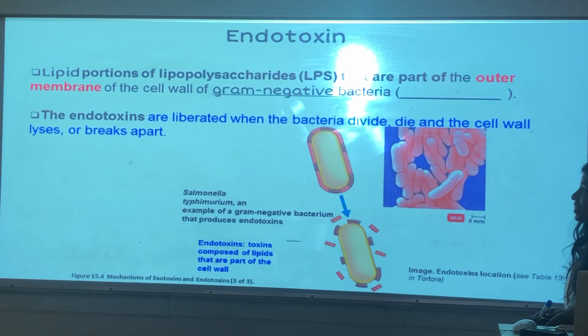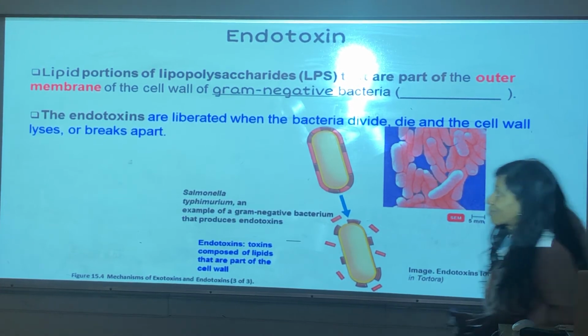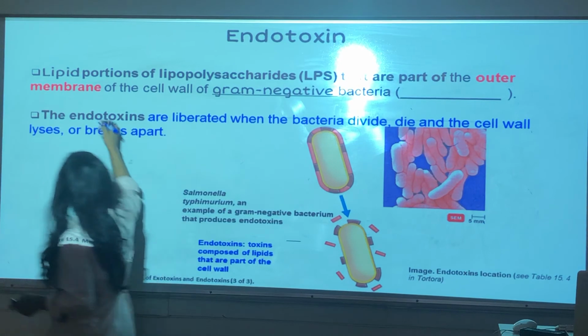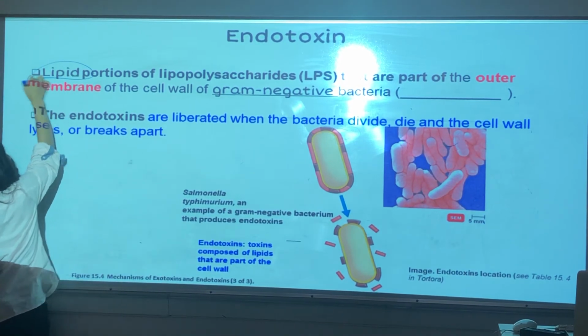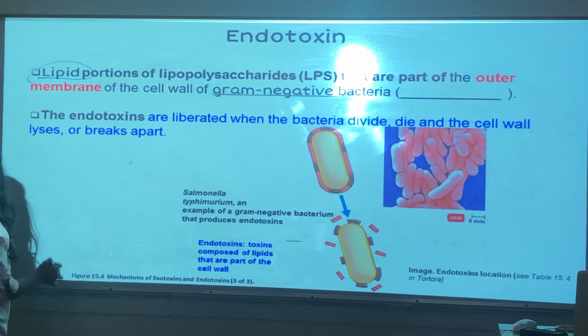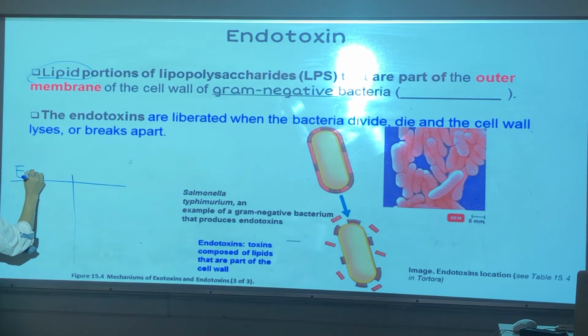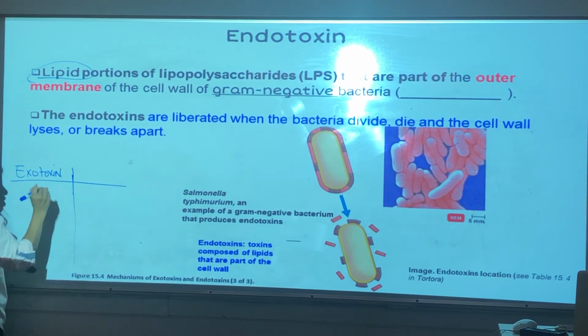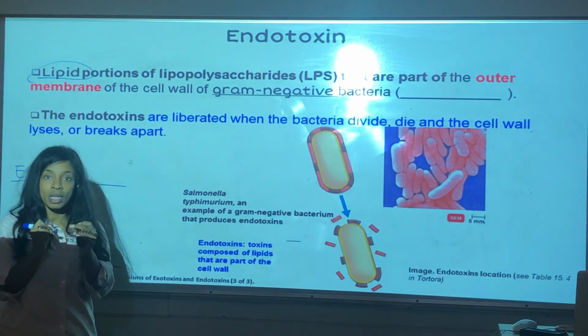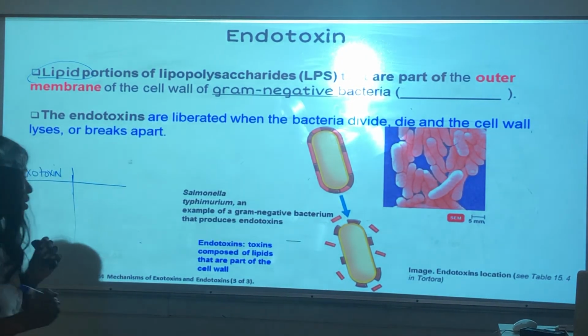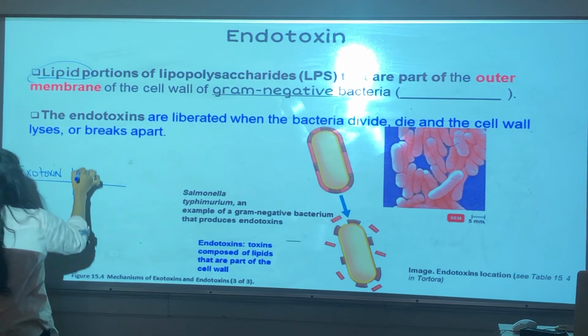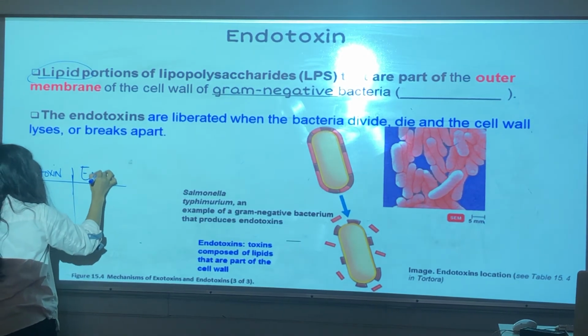Our endotoxins are different, and the endotoxins are lipids. They are lipids. So let's make a little chart here to compare our exotoxin and endotoxin. We always want to compare, because seeing what the differences are will give us clues on how to answer these questions on our exam. So exotoxin versus endotoxin.